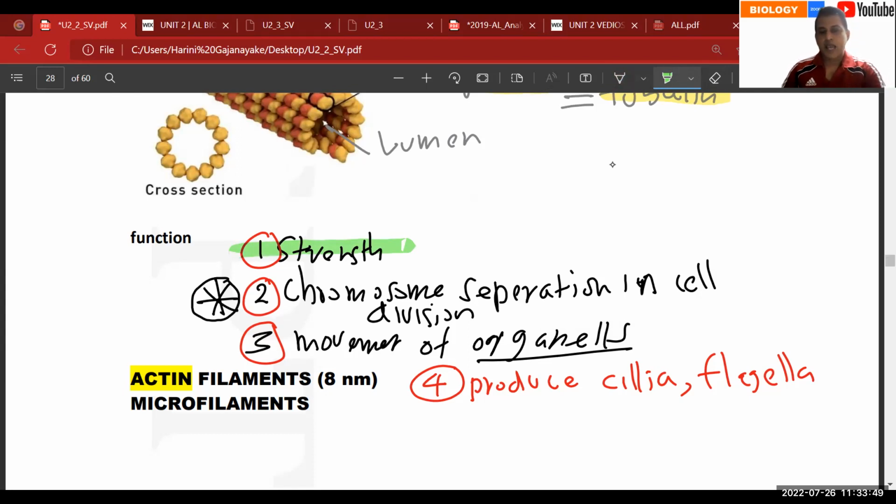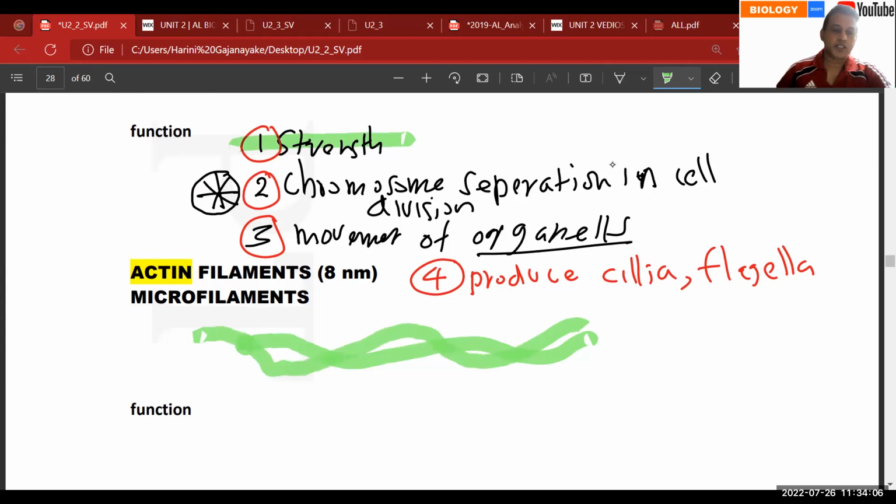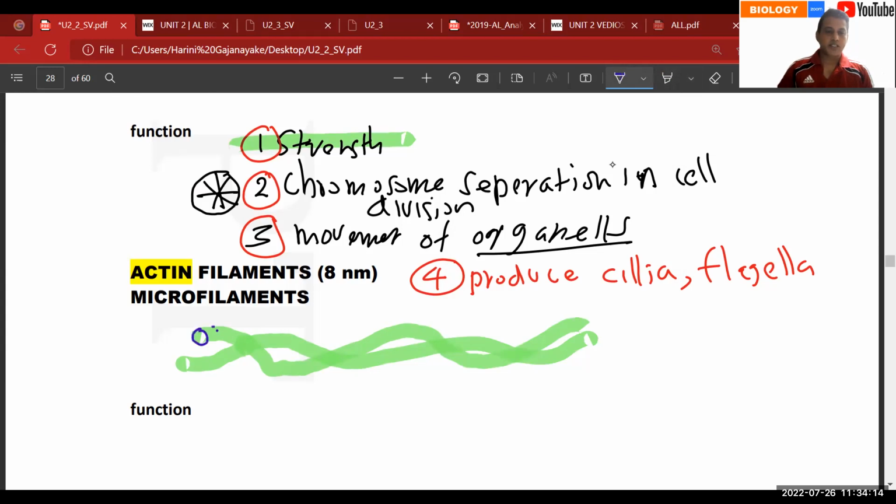Okay, the next one is actin filaments. Actin filaments are again made of a protein called actin. So one strand is running like this. The other one is also running like this. They intertwine together to make this actin filament. And if I want to show an actin protein, this is an actin protein.